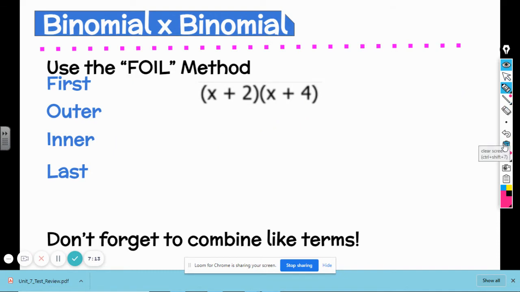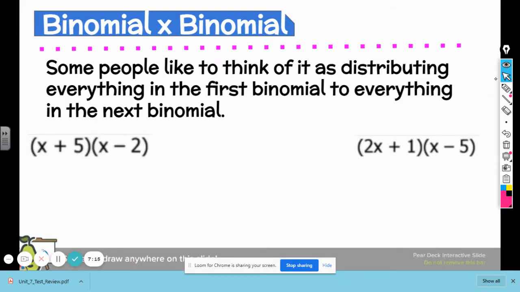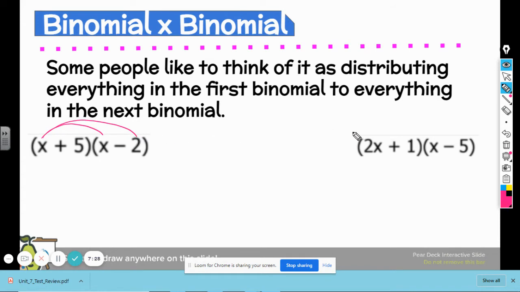Okay, so let's erase this. Go on to the next one. Okay, some people think of it a little bit differently, so I just showed you FOIL. But some people think of it as I'm going to multiply this first term times everything that's in there. And then I'm going to multiply this second term times everything that's in there. So you can think of it this way, if that's what you'd prefer.